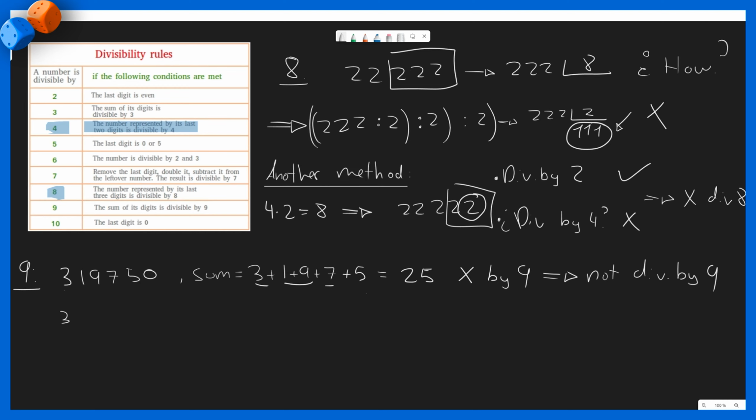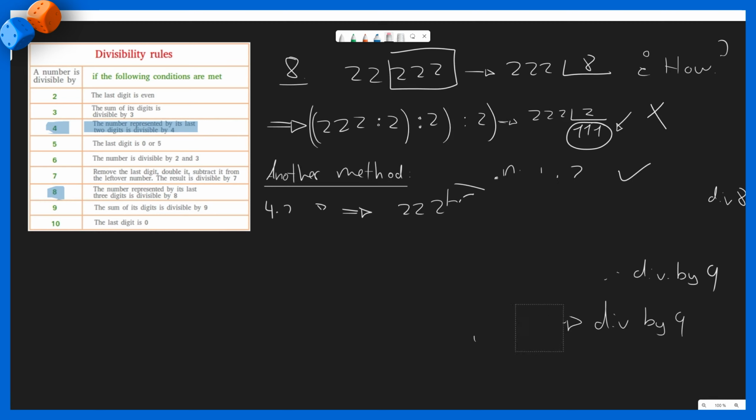On the other hand, if we had, for example, 333,333, the sum of the digits of this number is 3 plus 3 plus 3 plus 3 plus 3 plus 3, which equals 18. And we know 18 is divisible by 9, because 18 divided by 9 equals 2, which is an integer. Therefore, it's divisible by 9.